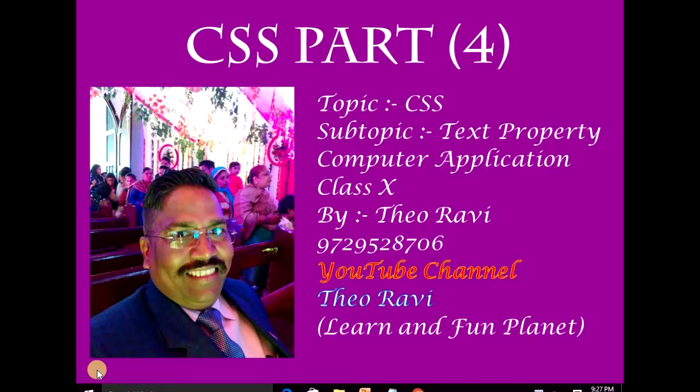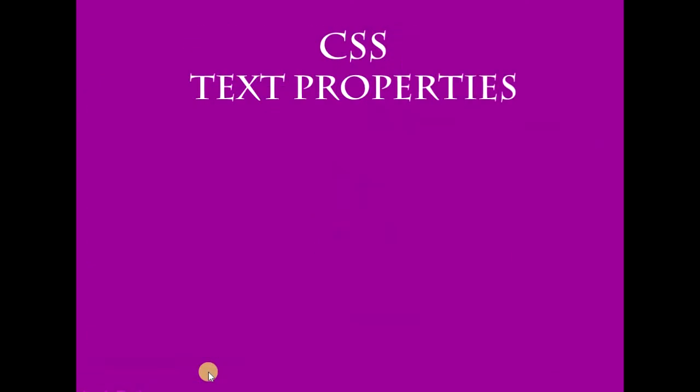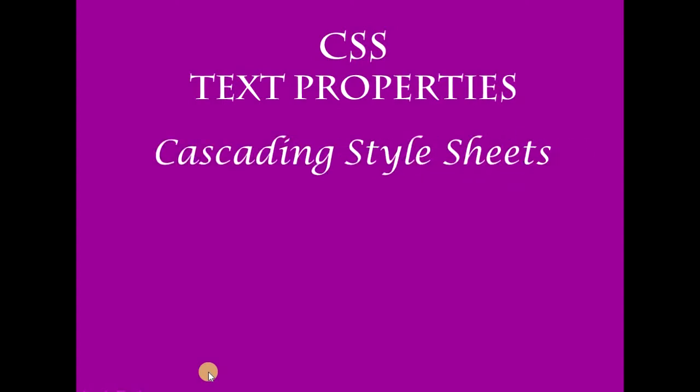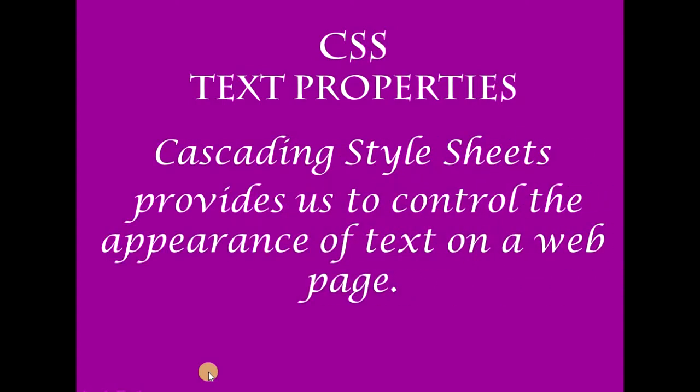I am back with my next video of CSS, Cascading Style Sheets, CSS Part 4, and today's topic is the Text Property. Cascading Style Sheets provides us the ability to control the appearance of text on a web page. What is this control? It means it is used to align the text, decorate it, transform it, and change its color. So there are different properties. Let's see what these properties are.